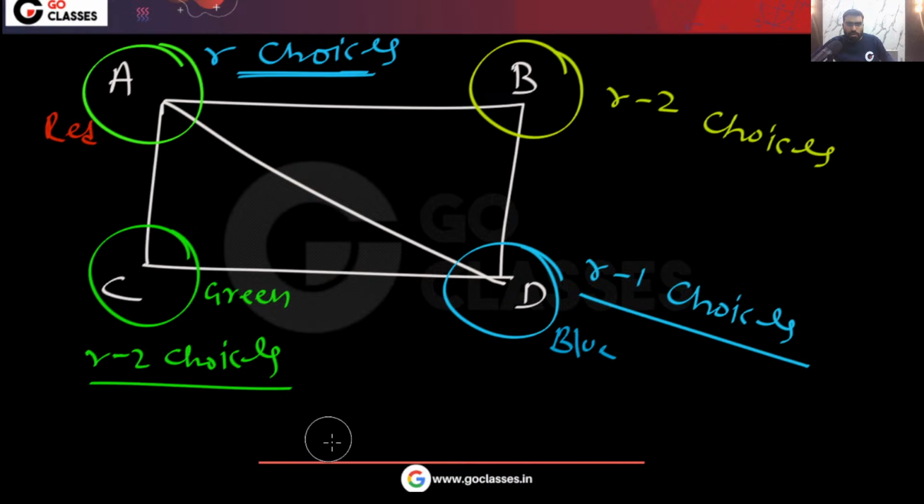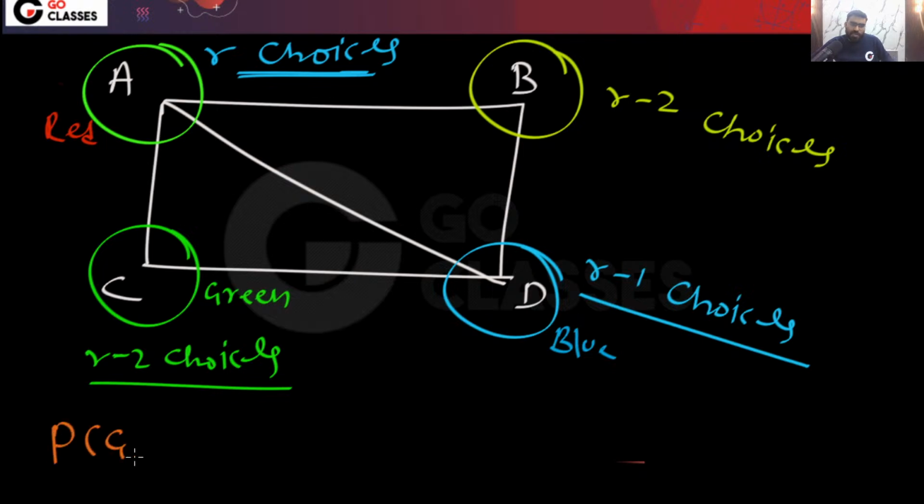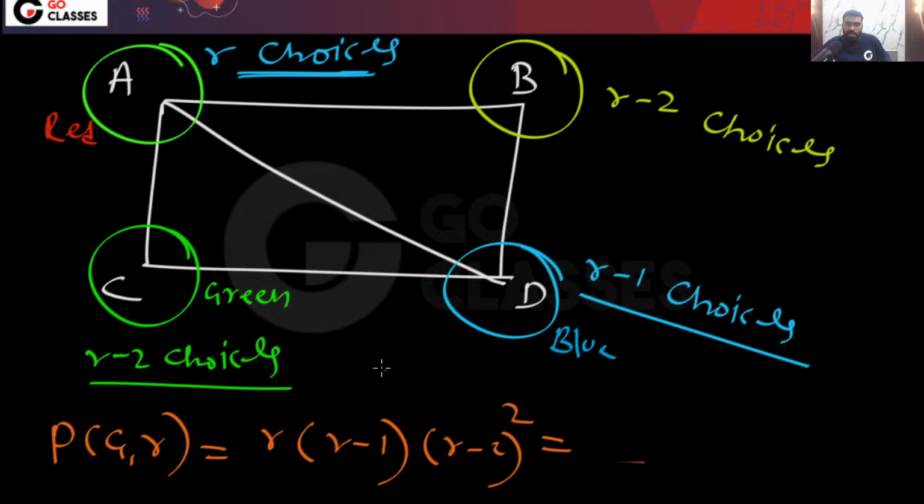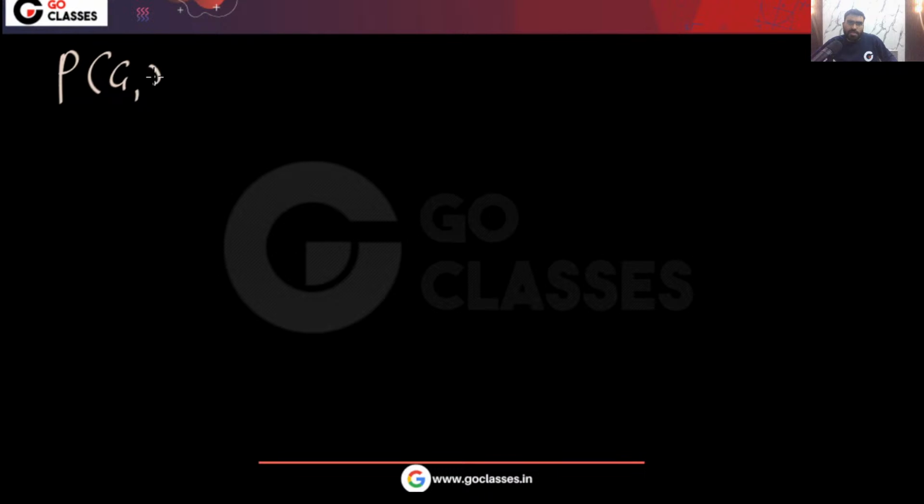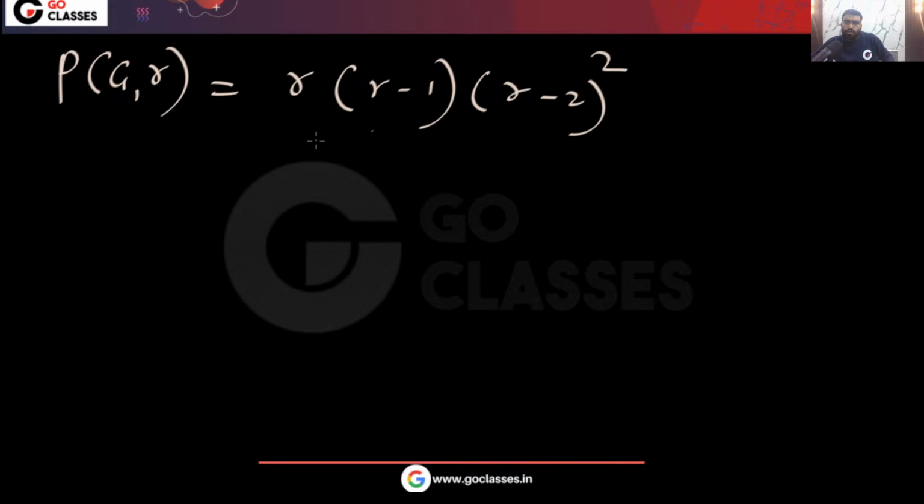So what will be the chromatic polynomial? You can easily see. That will be the chromatic polynomial, P(G, R), that will be R multiplied by R minus 1 multiplied by R minus 2 whole square. Can you open it? R into R minus 1, R minus 2 whole square. This is what you got: P(G, R) equal to R into R minus 1, R minus 2 whole square.